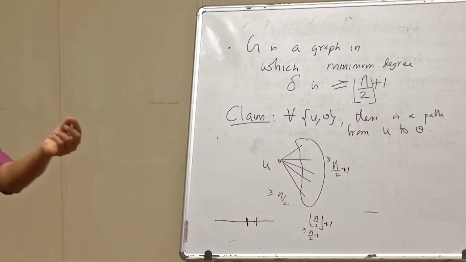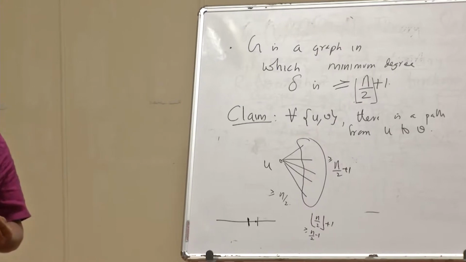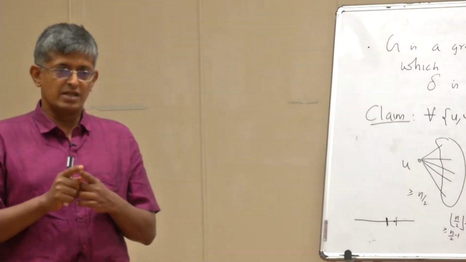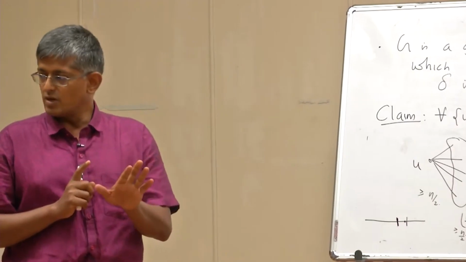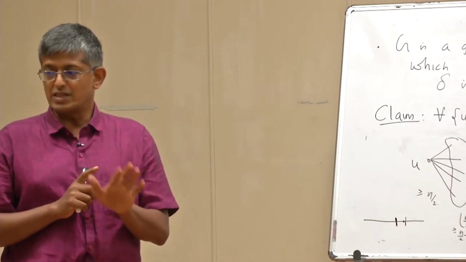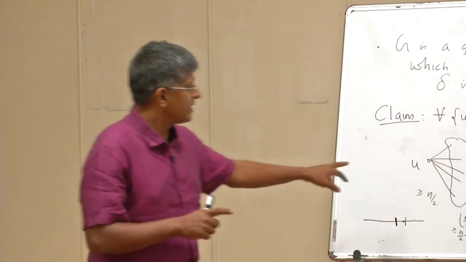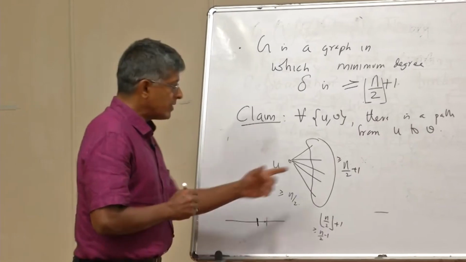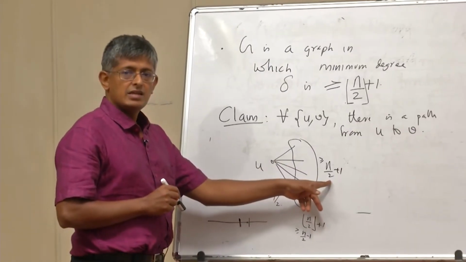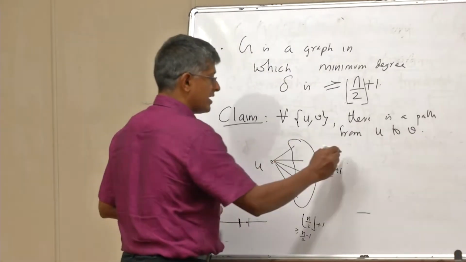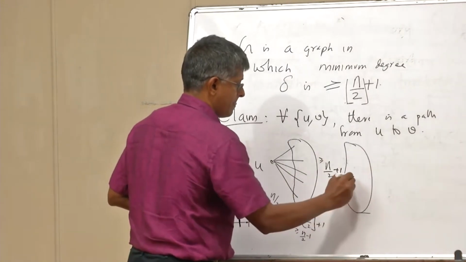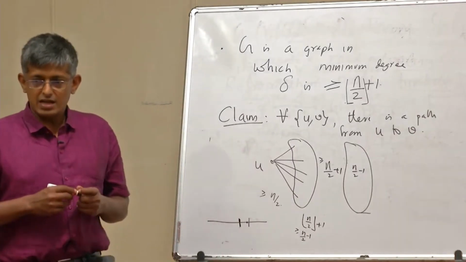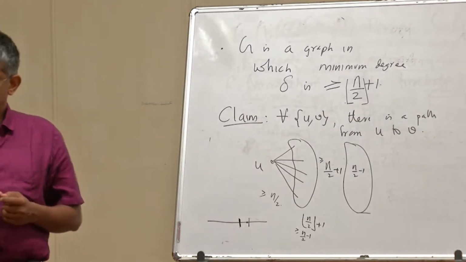So just looking at an arbitrary vertex and looking at its neighbors, how many neighbors are there? Floor of n by 2 plus 1. The total number of vertices that you would have counted now is at least n by 2 plus 1, including this particular vertex u. Now you look at how many vertices are remaining: at most n by 2 minus 1, because there are only n vertices in the graph.